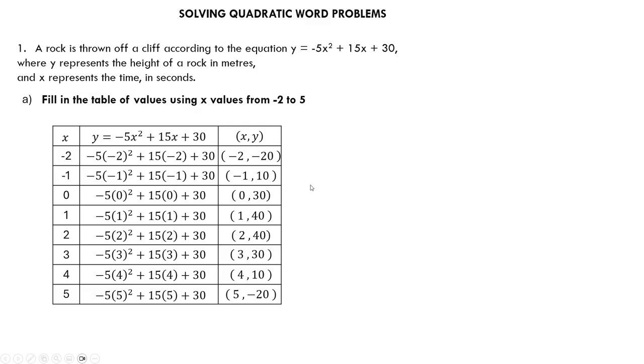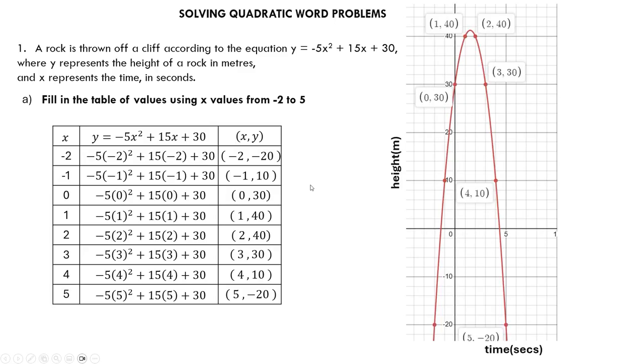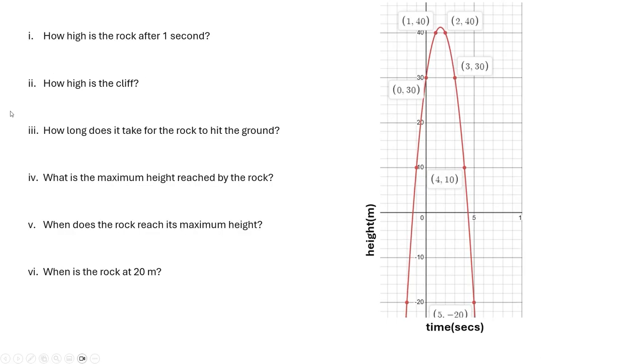Now, plotting each of these coordinates, we'll get a parabola that looks something like this. And here's our y-axis, the height in meters, and here's our x-axis, the time in seconds. We see the parabola faces down because we have a negative sign in front of the x squared coefficient. Now we're asked for a series of solutions to various questions relating to this graph.